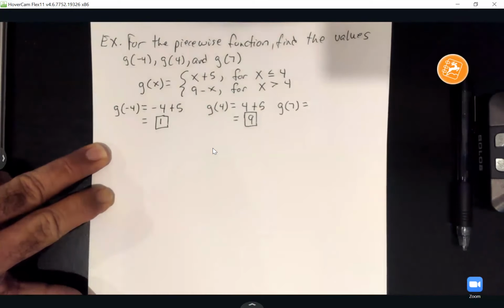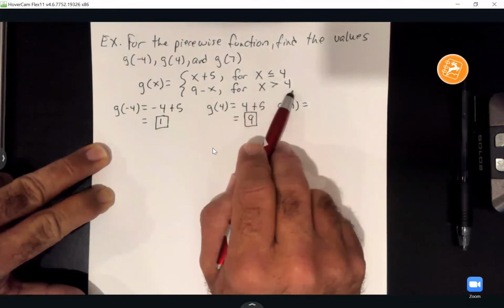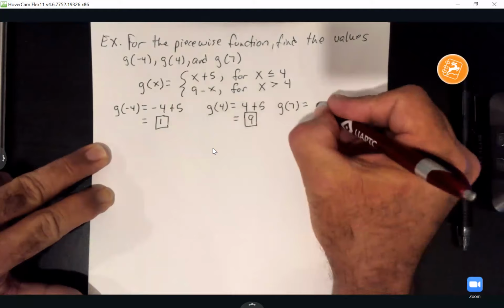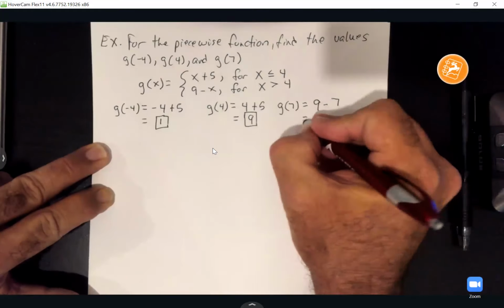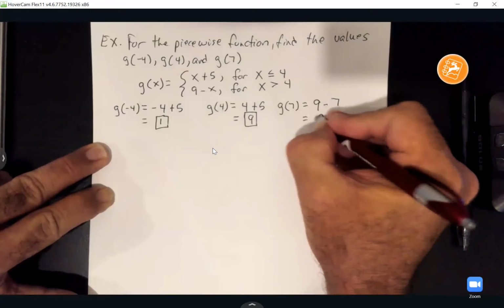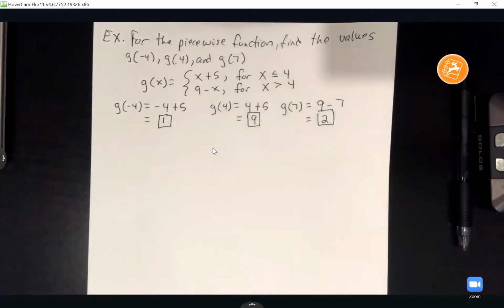First or second equation? Second, because 7 is now greater than 4. So we use the second equation. That's 9 minus x, which is 7. And that's going to give me what? A positive 2.